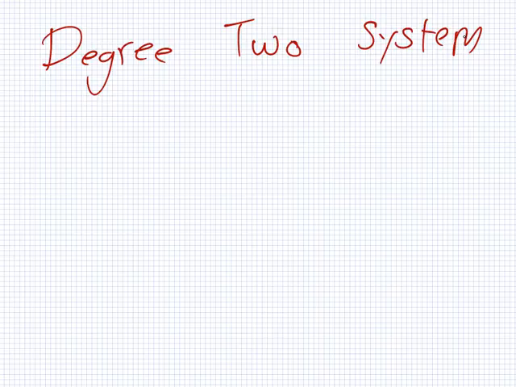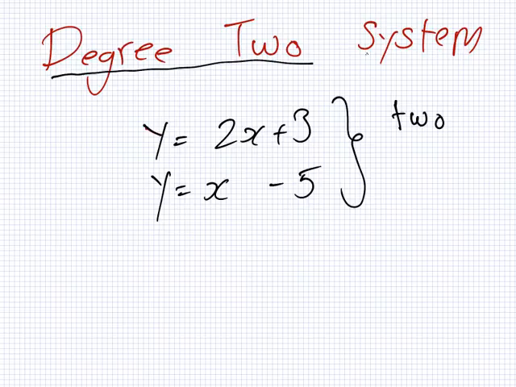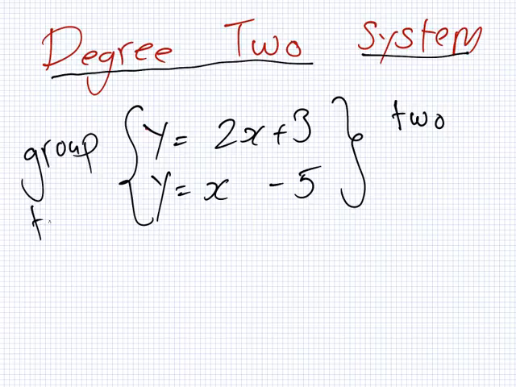So let me explain what that means. If you have, let's say for example, like this, here you have two of them, so that's why we call it degree 2, because you have two. And a system means like a group. They're grouped together. So these go together.